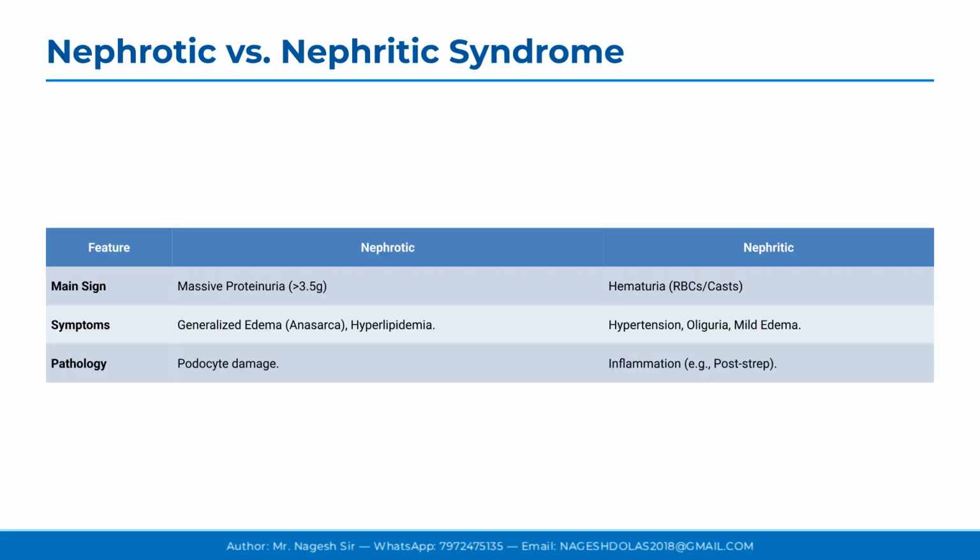This chart compares nephrotic and nephritic syndromes, highlighting differences in features such as protein or blood presence in urine, edema severity, and primary underlying causes.